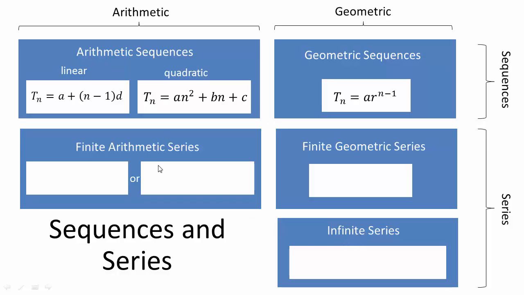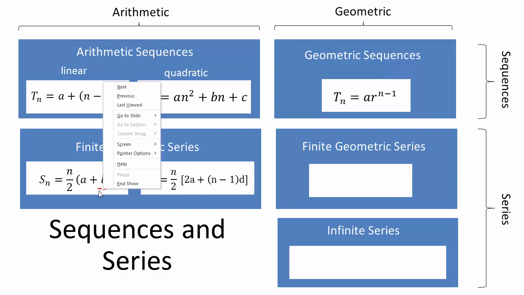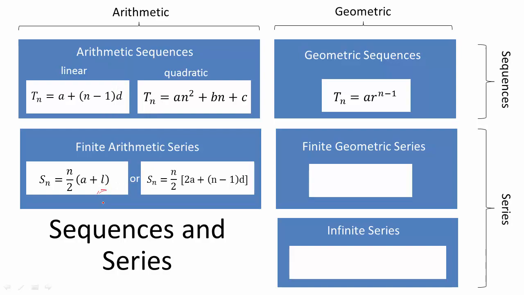Well done. We now have 2 equations to fill in here, and I've simplified it a little bit. We have Sn is n over 2, a plus L, and Sn is n over 2, 2a plus n minus 1 times d. The reason we have the second equation here is we don't often get given L, and we have to work it out. Well done!